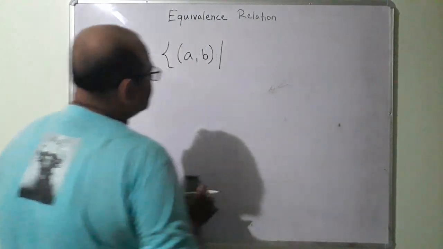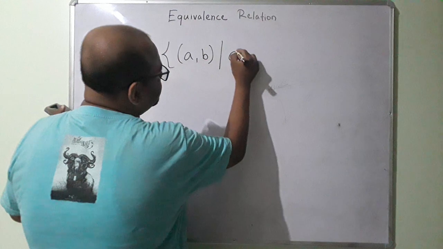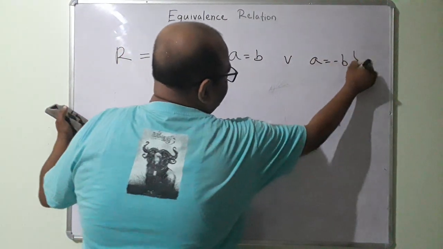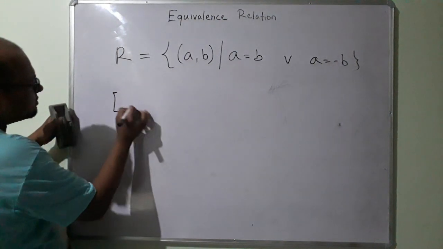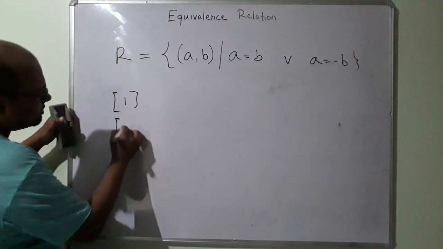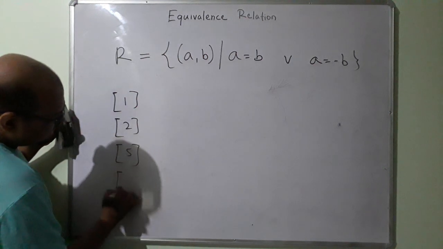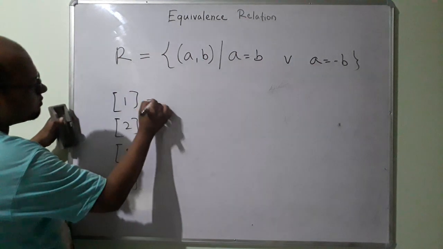Alright. Now let us go back to that example. A equal to B or A equal to -B. What will be in the equivalence class of 1? What will be in the equivalence class of 2? What will be in the equivalence class of 5? And what will be in the equivalence class of 0?